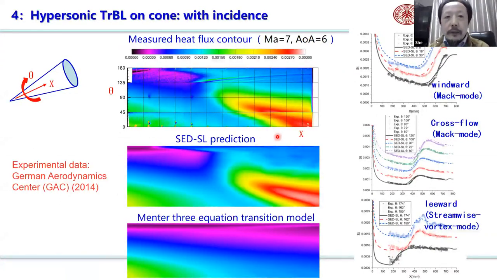Finally, this is another case of Mach number 7 and angle of attack 6. And you have seen the mental model doesn't capture this observed transition at all, and ours gets it pretty right.